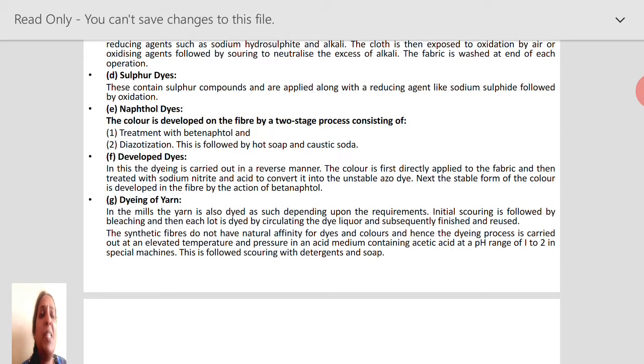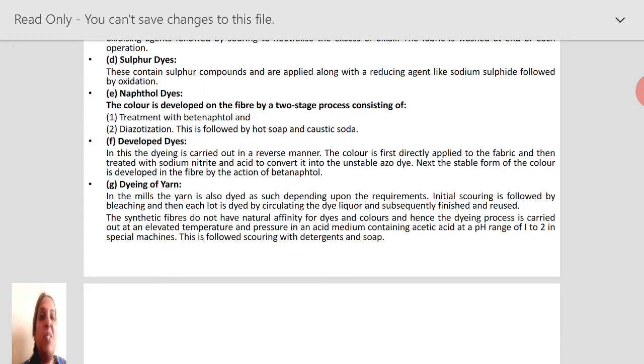And developed dyes, in this case, the dyeing will be carried out in a reverse manner. That is, the color will first be directly applied to the fabric, and then it will be treated with sodium nitrate and acid to convert it into the unstable azo dye. Next, the stable form of the color is developed on the fiber by the action of beta naphthol. So this is the case of your developing dyes, which is the reverse of the other dyes we have used. And yarn can also be dyed.